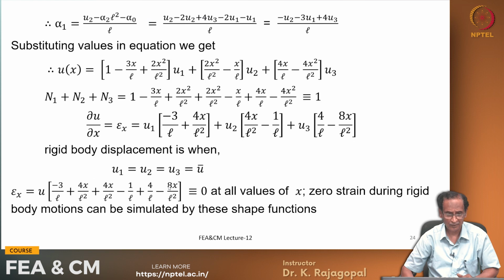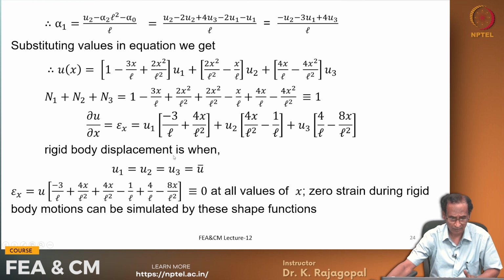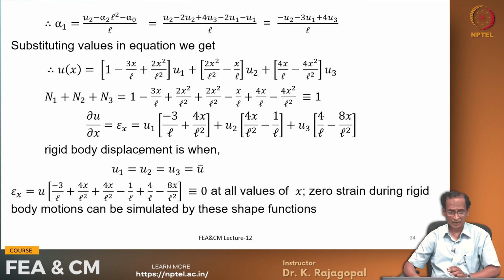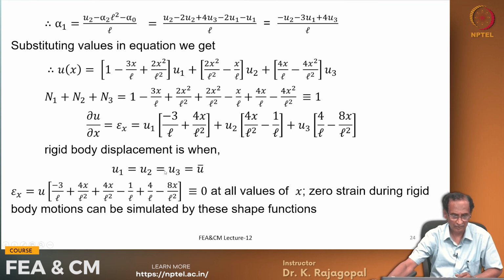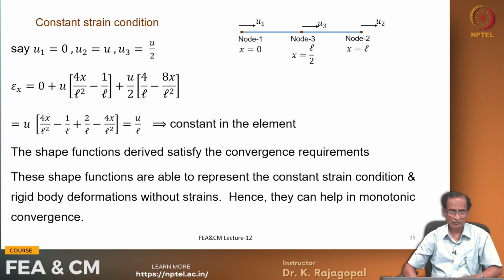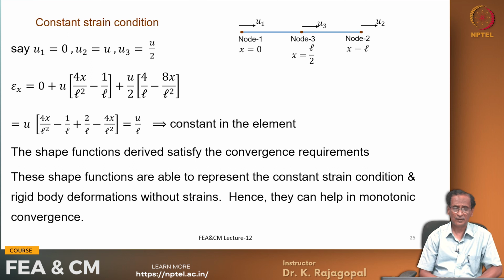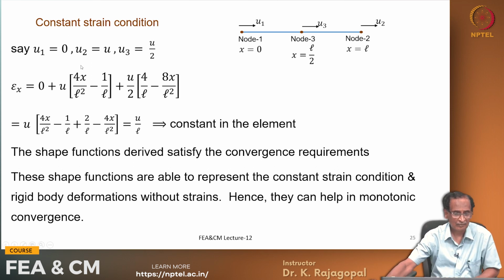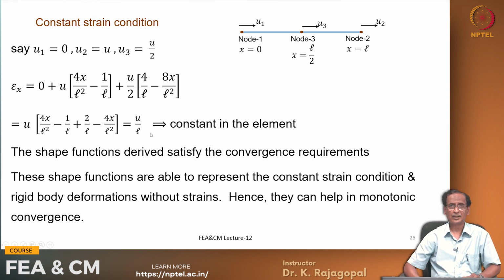We can determine alpha naught, alpha 1 and alpha 2, and we had seen this example earlier. We see that N1 plus N2 plus N3 is exactly equal to 1, and if you subject this element to rigid body displacements as u1 is equal to u2 is equal to u3 is u bar, our epsilon is 0. So, that means that we are able to move the body as a rigid body without developing any strains, and then if you subject the element to some displacement field corresponding to constant strains, that is u1 is 0, u2 is u and u3 is u by 2, we do predict the strain as u by L, that is constant within the element.